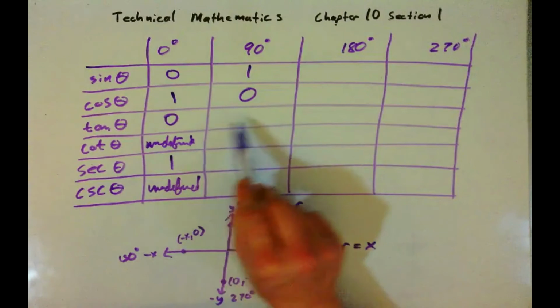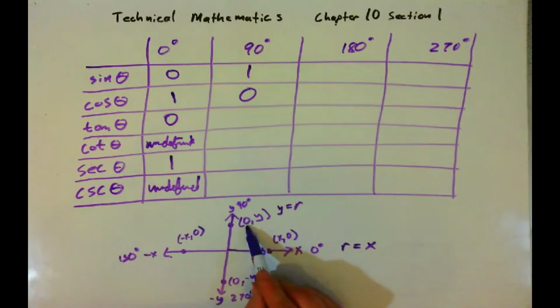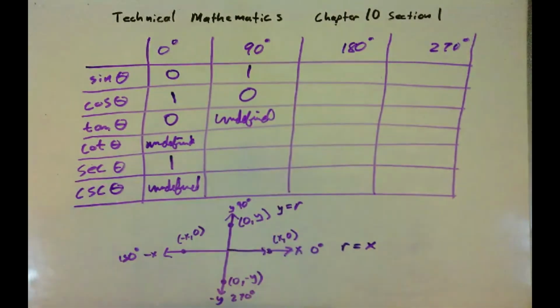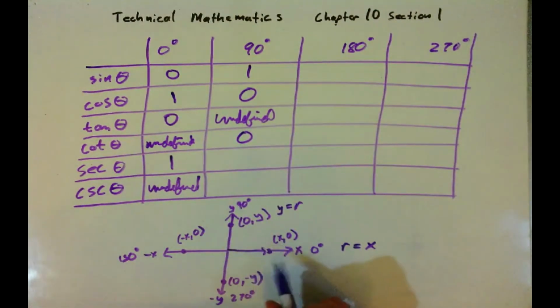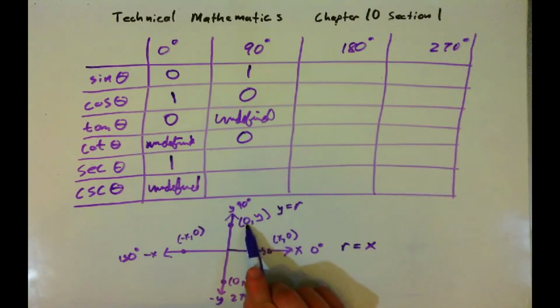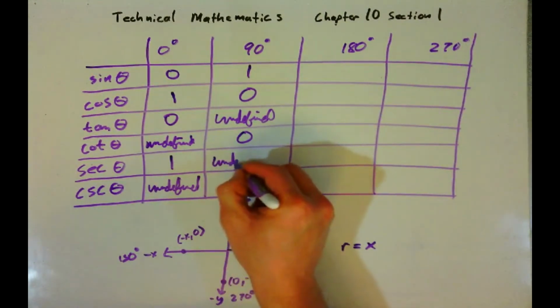Hypotenuse is always positive. And the tangent is the opposite, which is some positive y value, divided by the adjacent, which happens to be 0. And so if we divide some positive value by 0, we get undefined. So the tangent of 90 degrees is undefined. The cotangent will be the adjacent value, which is the x value, divided by the y value. So 0 divided by some positive number is going to be 0. The secant is the hypotenuse divided by the adjacent, so some positive r value divided by 0, because the adjacent side x for 90 degrees is 0. That will be undefined.